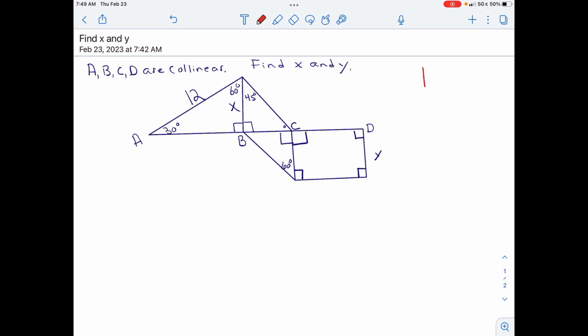So let's look at a special right triangle, a 30, 60, 90. If we let S be... this isn't drawn to scale, sorry.